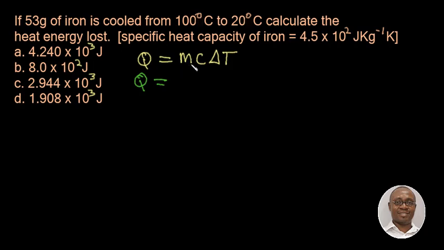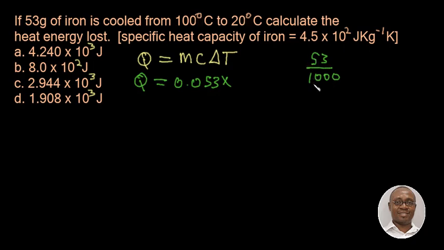Then for the mass of the iron as given in the question is 53 grams, and to convert 53 grams to kilogram, we need to divide that by 1000. So we're going to have 0.053, to be multiplied by the specific heat capacity, which is given here in the question.